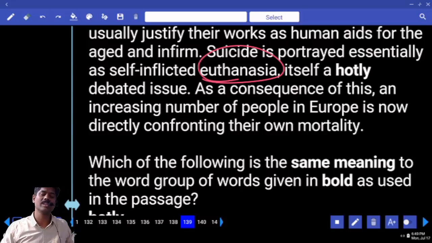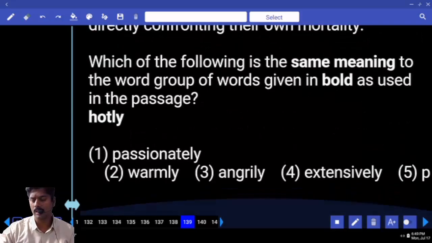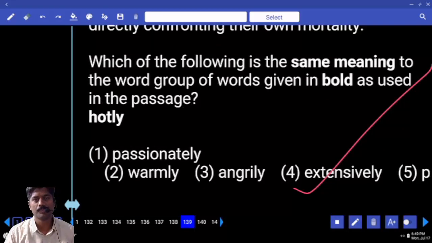Suicide is also self-euthanasia, self-inflicted. Self-inflicted euthanasia itself is a hotly debated issue. As a consequence of this, an increasing number of people in Europe are now directly confronting their own mortality. Take extensively.